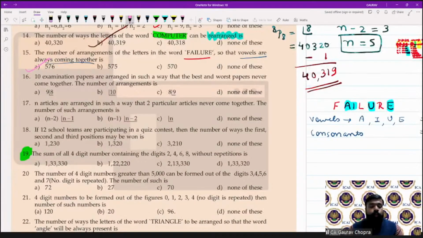Then let's do question number 16. 10 examination papers are arranged in such a way that the best and worst paper never comes together. So in total there are 10 papers and best and worst never come together. Okay, so this we have to solve.